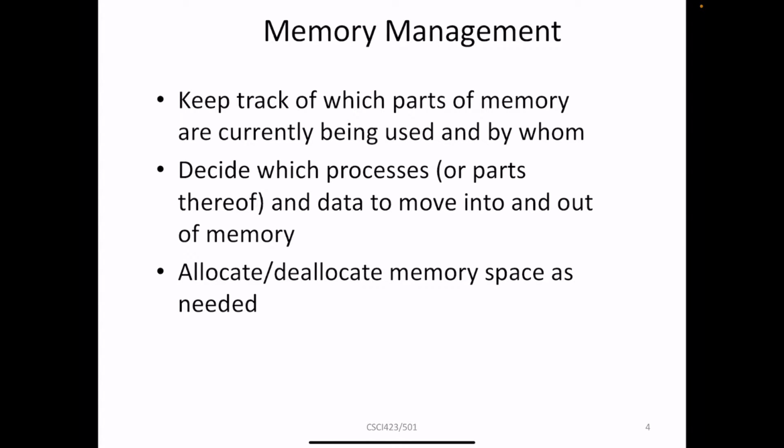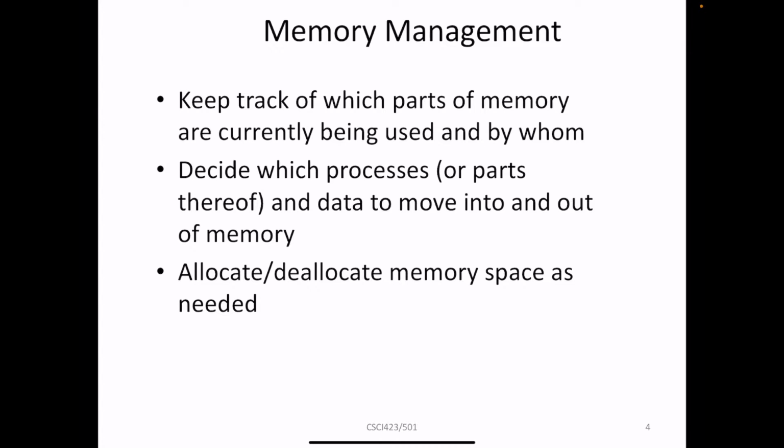In particular, the memory management needs to do the following tasks. The first one, I need to keep track of which part of the memory is currently being used and by which process. This guarantees that the memory space assigned to a process, for example process A, will not be overwritten by other processes. As long as the process needs it, the process can get it from the main memory. And also the instructions and the data for a process cannot be accessed by other processes.